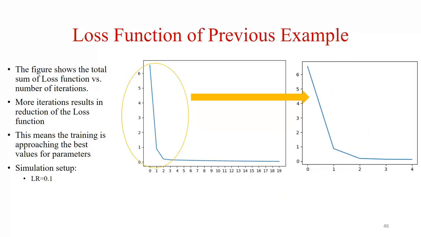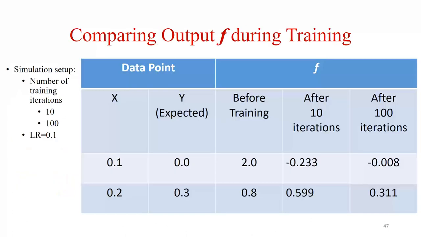Here is the loss function as we iterate, as we update the parameters. Notice how the loss function drops, especially in the very first few turns, and then the loss becomes small as we progress through these training rounds. Here we have used a learning rate of 0.1 instead of 0.5 so that we get better results.